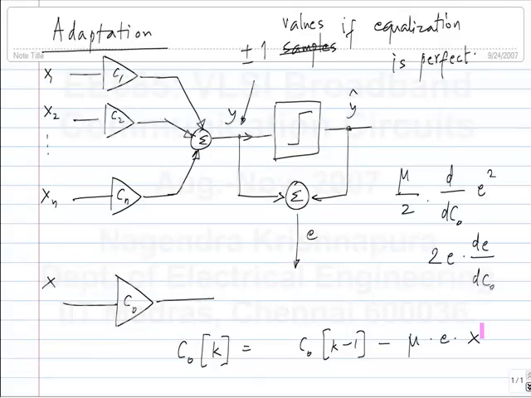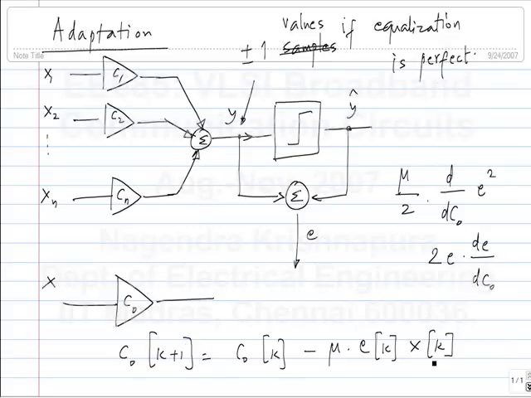What is the E to X? Is it E of n? So we can see later what exactly it should be, but, sorry, k minus 1, that's right. So you get the samples of E and X, and you multiply the two to do this. And mu determines the step size.